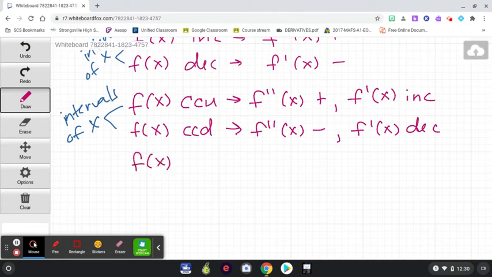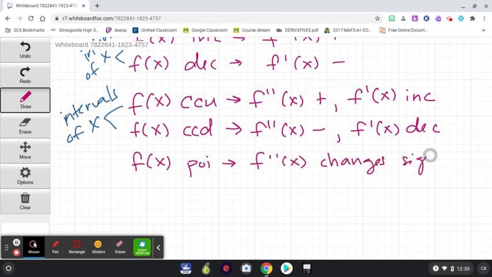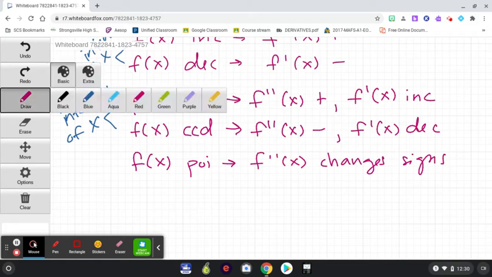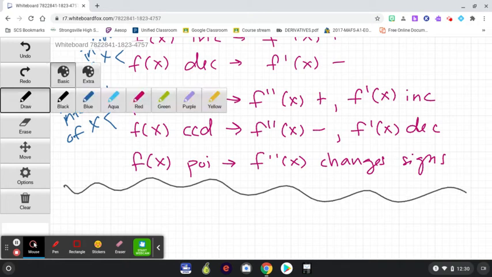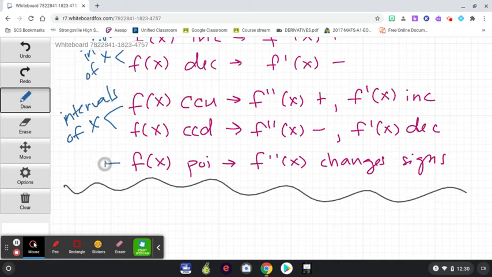You might also be asked to find where f of x has a point of inflection, and that's when the second derivative changes signs. The second derivative has to equal 0, but that's not enough. It has to be that the second derivative changes signs, either from positive to negative or negative to positive. All right, so those are all things that we have discussed and reviewed. I might as well just say this here. This would be an x value, like a single x value would be your point of inflection.